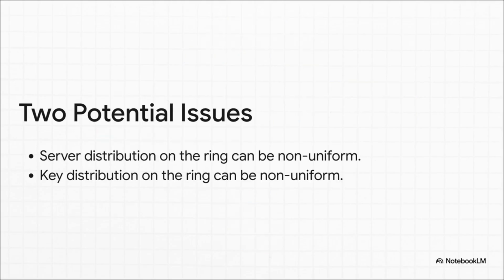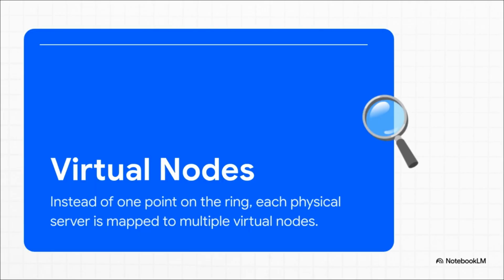So we still face these 2 potential issues that are rooted in randomness. The servers might not be spread out evenly on the ring, and the data keys themselves might not be perfectly distributed either. We need a way to smooth out these statistical bumps in the road. And the solution is a really clever trick called virtual nodes.